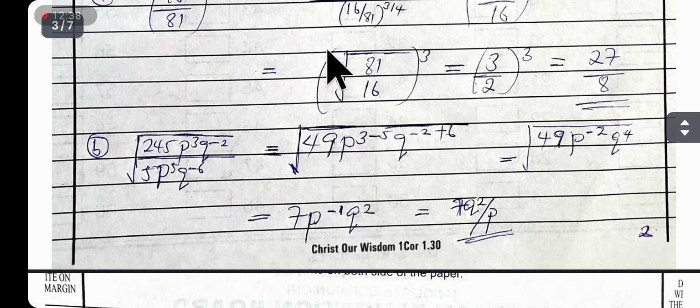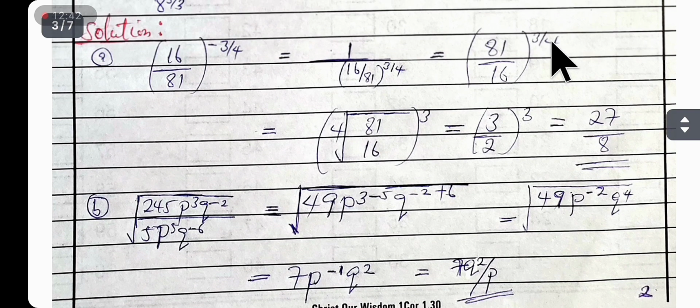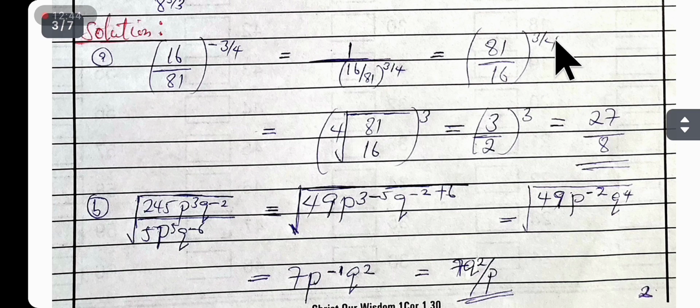Alright, so here, what we have here is, of course, the fourth root of this, and then all of them to the power of 3. See, fourth root of 8 over 81 over 16, all of them to the power of 3. Fourth root of 81 is 3, and then fourth root of 16 is 2.